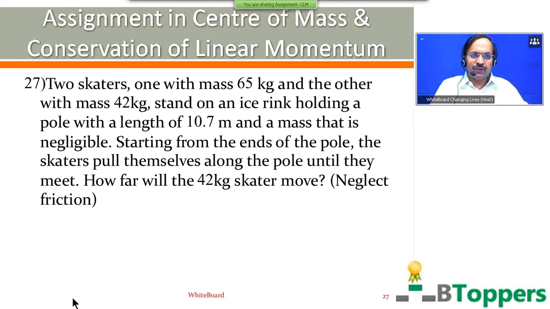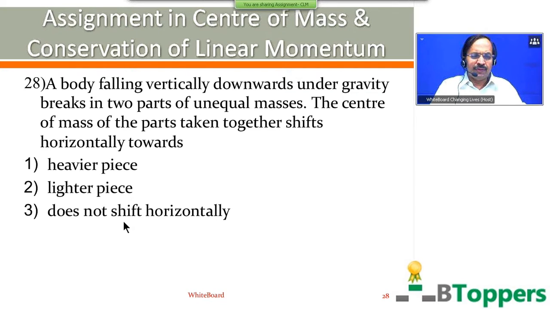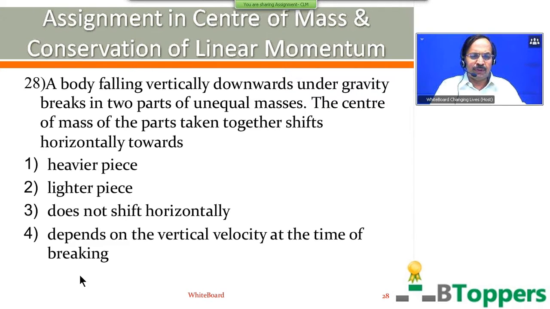So in case you need more time to answer this question, you can take a pause and take your time. I am going to show the next question on screen. See the question number 28. A body falling vertically downwards under gravity breaks into two parts of unequal masses. The center of mass of the parts taken together shifts horizontally towards: first, heavier piece; second, lighter piece; third, does not shift horizontally; fourth, depends on the vertical velocity at the time of breaking. Come on, try to answer the question.